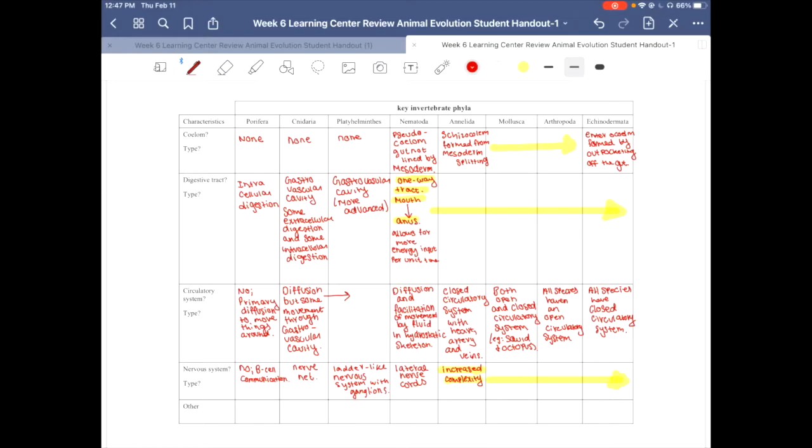But if we were to look at the Mollusca and the Arthropoda, we see that their coelom is the same, their digestive tract is the same between each of them. However, their circulatory system differs, but their nervous system is the same. So here we can say that this is the only key characteristic between them.